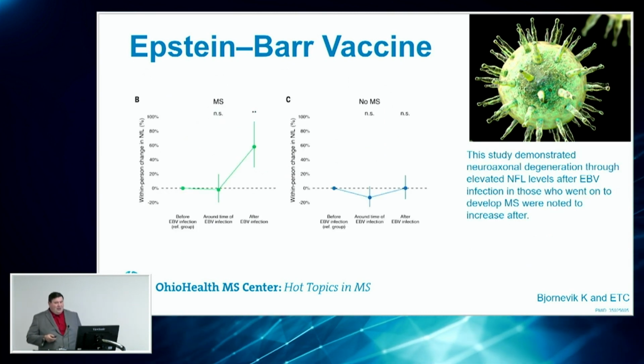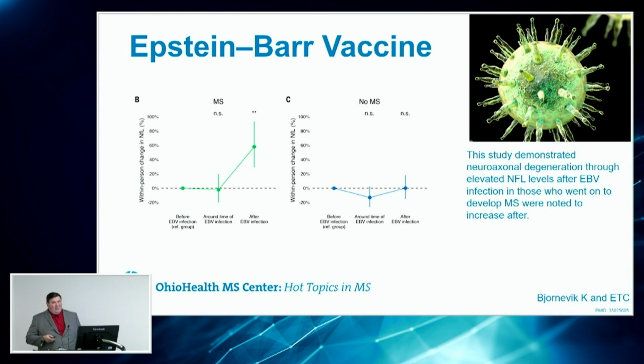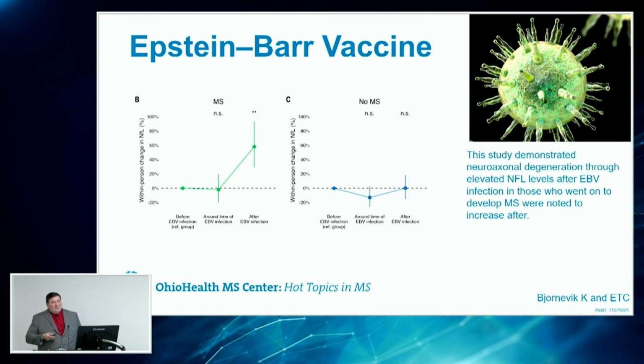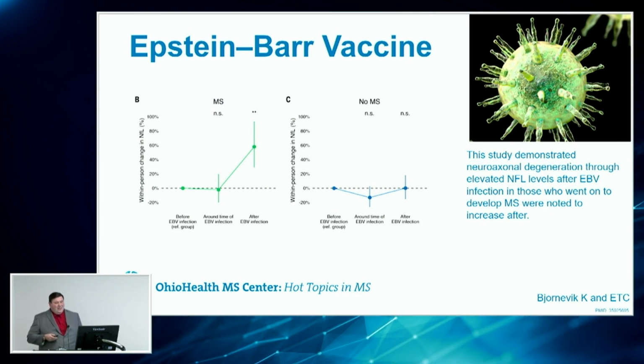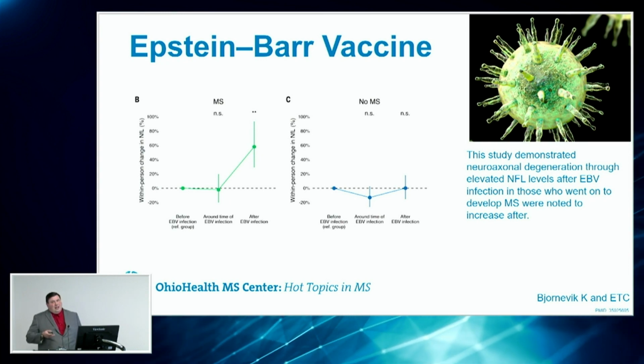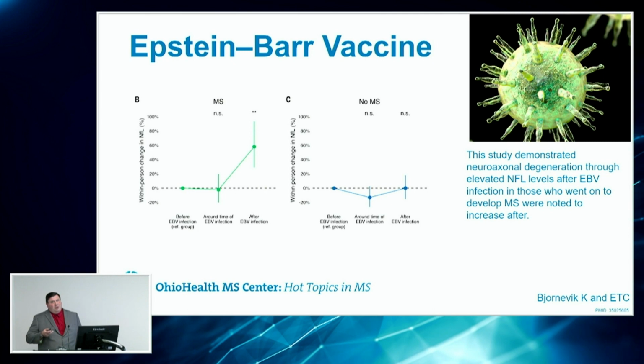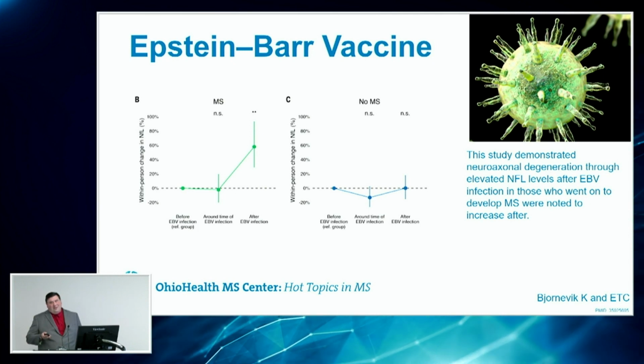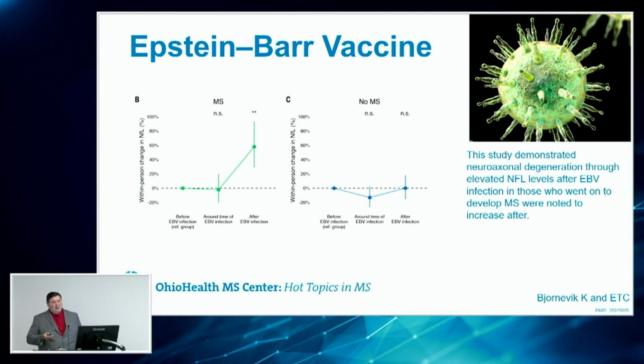Once again, something that we're starting to use in the clinic and will probably be used a lot more in clinical practice is something called neurofilament light chain. Neurofilament light chain is a protein that is released by neurons when they're damaged. MS often involves neurons being damaged, so it gets released in the blood.